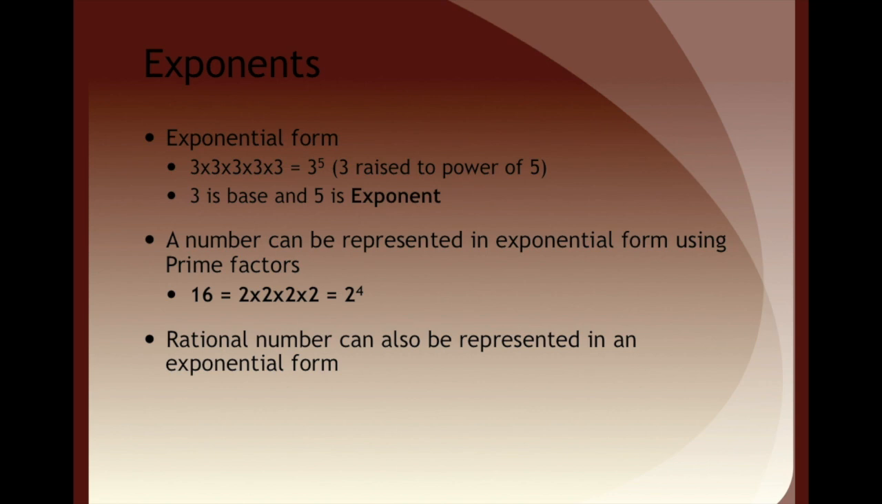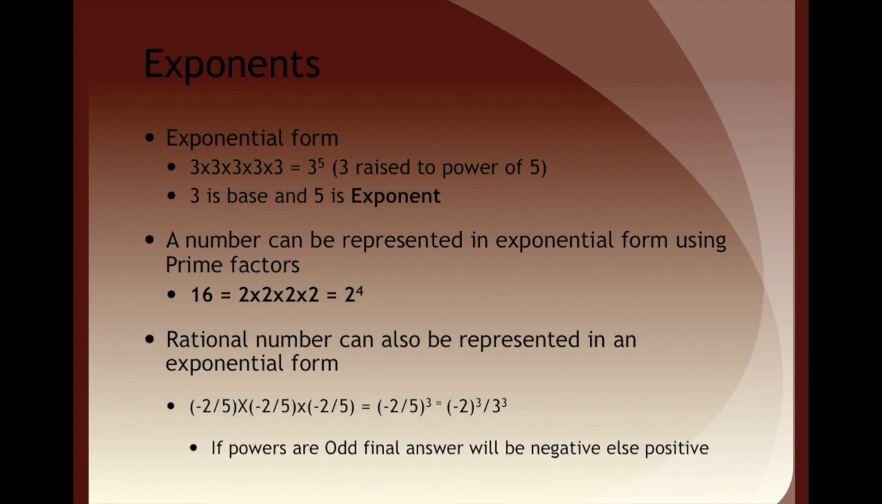Also, rational numbers can be represented in exponential form. For example, we are writing minus 2 by 5 into minus 2 by 5 into minus 2 by 5, which is minus 2 by 5 raised to power 3. Here we can separate the numerator and denominator also along with the power. So the power goes separately on each numerator and denominator. Please note one thing here, that the negative sign has gone ahead with the numerator along with power. So the sign will also remain there.